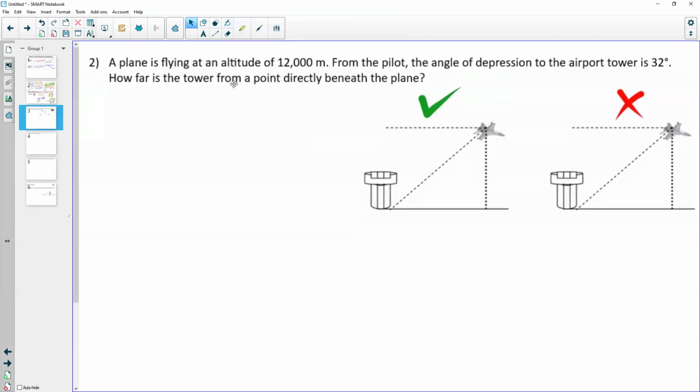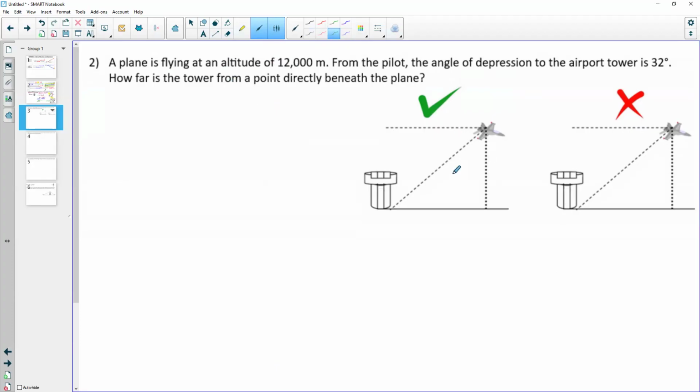So here's example 2. It says a plane is flying at an altitude of 12,000 meters. From the pilot, the angle of depression to the airport tower is 32 degrees. How far is the tower from a point directly beneath the plane? So a lot going on here in this word problem, and we have the picture. All we have to do is just label the picture correctly. So why don't we start with the first part? It says a plane is flying at an altitude of 12,000 meters.